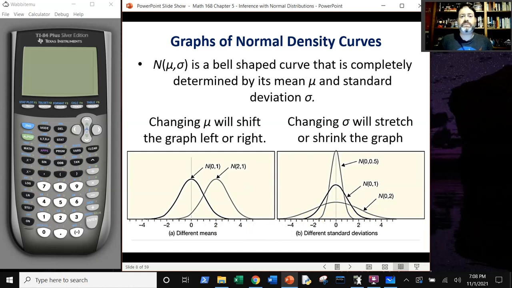So for a normal distribution, this is all you need to know. Changing the mean moves it left and right. Changing the standard deviation makes it expand and contract. And that's all we use it for.